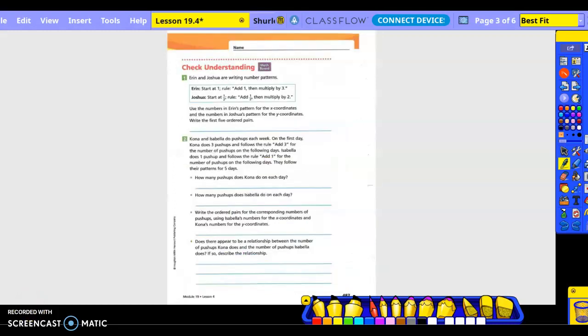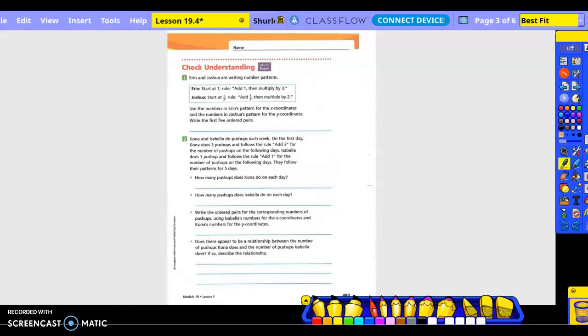Check understanding. Number 1, Erin and Joshua are writing number patterns. Erin starts at 1, and then her rule is add 1 and multiply by 3. Joshua starts at half, and then his rule is add half then multiply by 2. Use the numbers in Erin's pattern for the x coordinates and the numbers in Joshua's pattern for the y coordinates. Write the first 5 ordered pairs.